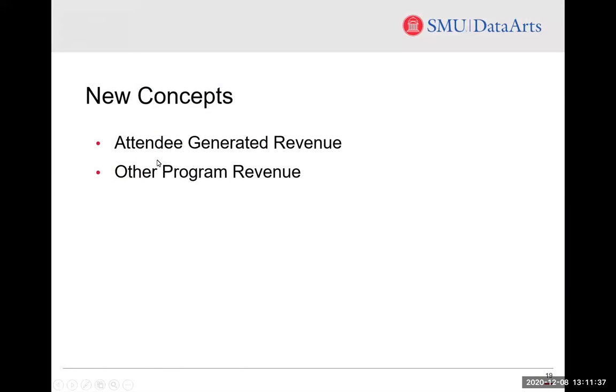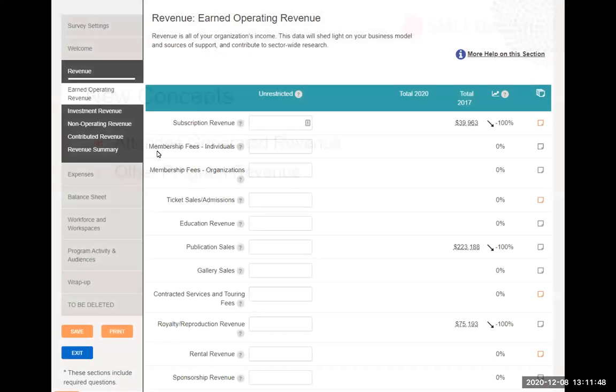So let's move on and look at a few new concepts to be found in the new revenue section. The first is the difference between attendee-generated revenue and program revenue. So here's the new revenue section. Even though the earned revenue section still exists, we have reduced the number of line items. So you might have items that you earn revenue from that aren't listed here. That's more likely than before, possibly.